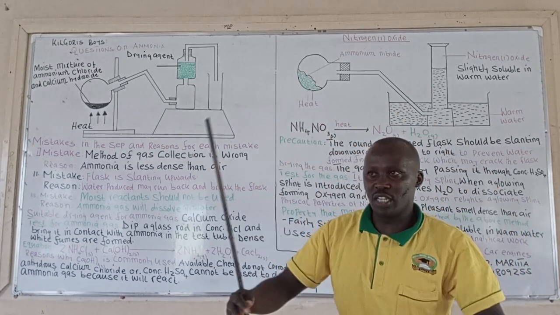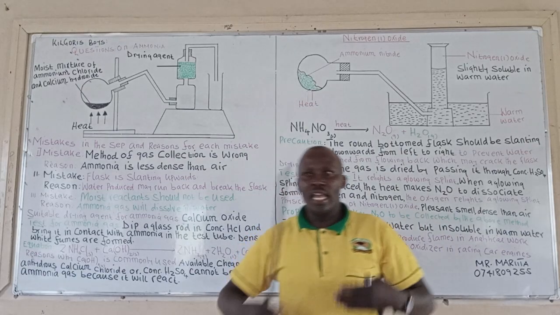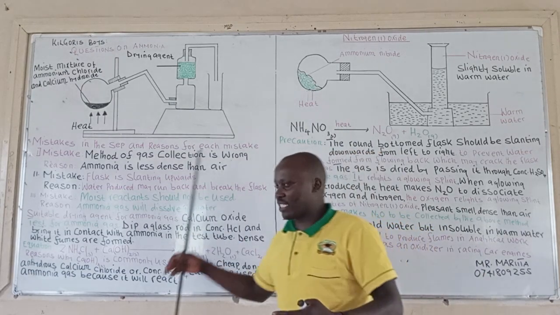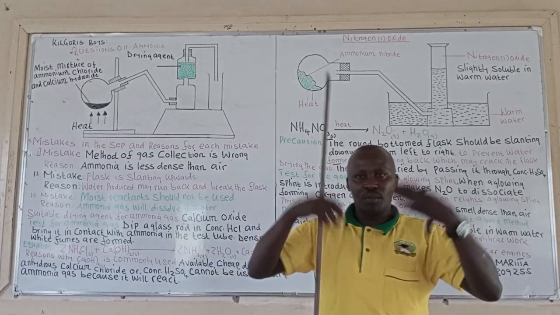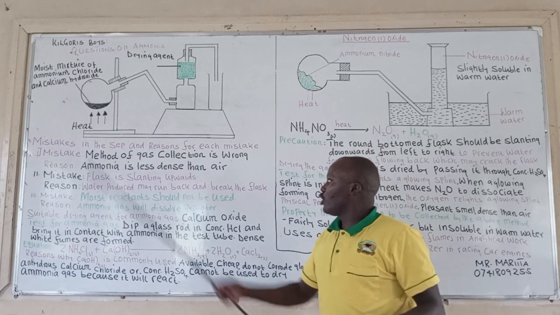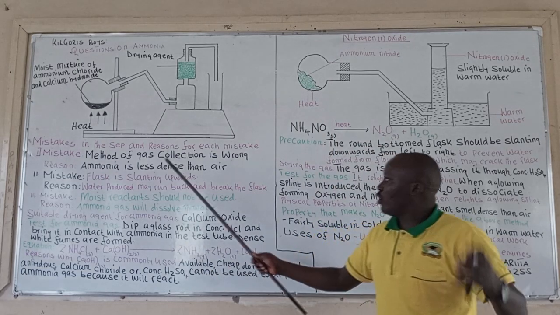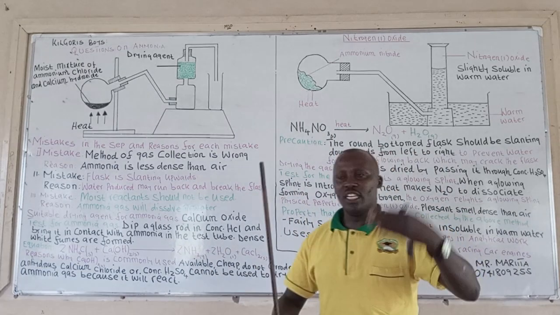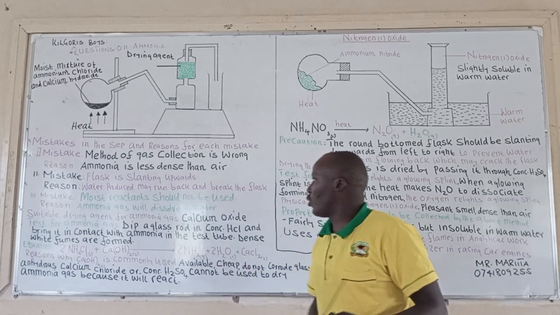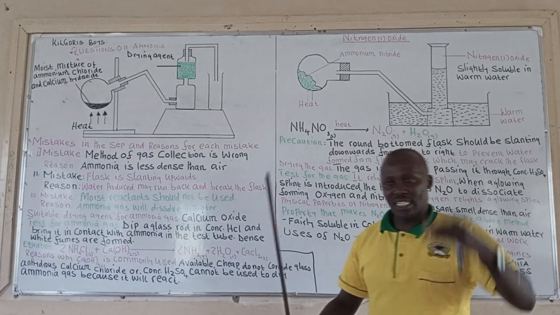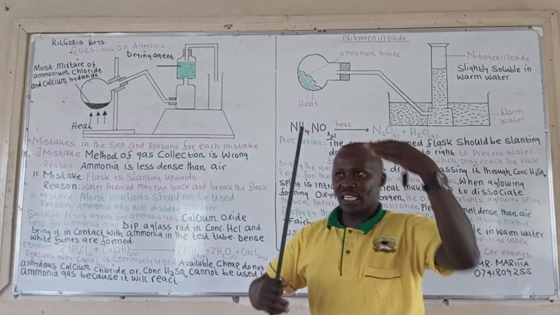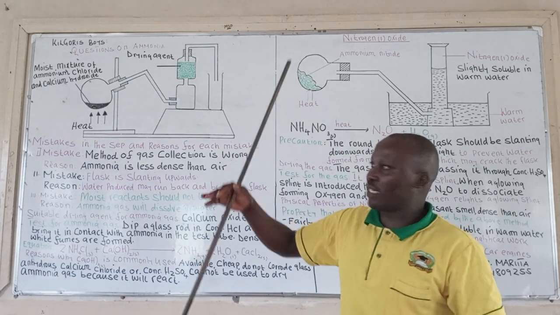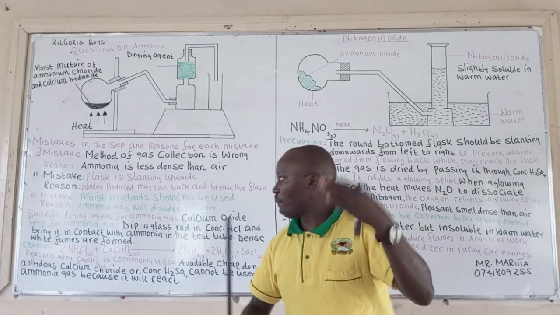So the first question that you will be required to answer is to identify the mistakes, and for each mistake, you are supposed to give the reason. The first mistake: the method of gas collection is wrong. The reason is that ammonia is less dense than air. Being less dense than air, it must be collected by the upward delivery method.